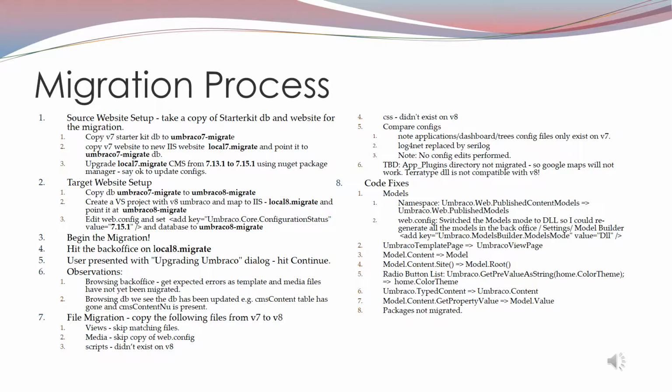Umbraco.type content no longer exists, so there was a global change to Umbraco.content. Same for model.content.get property value. That get changed to model.value. And I didn't migrate any of the packages.